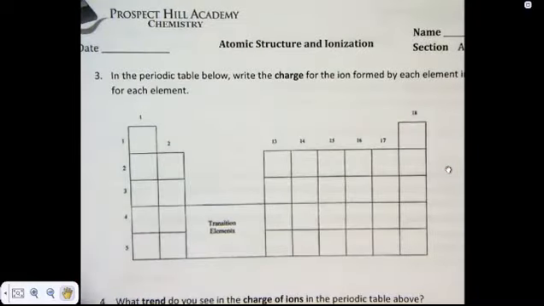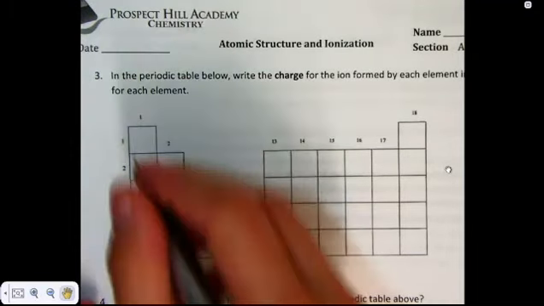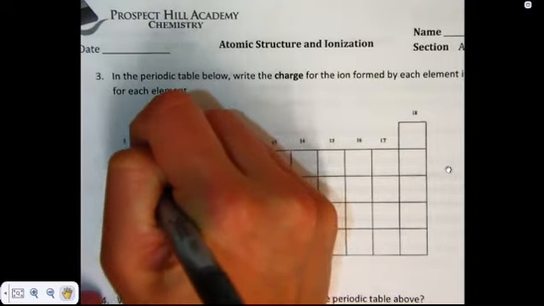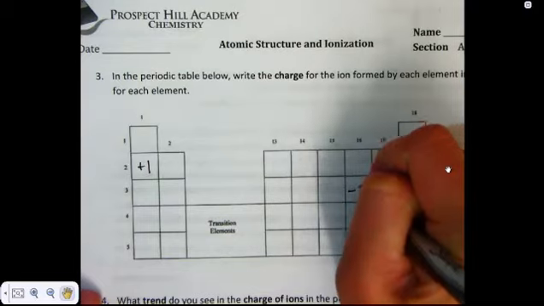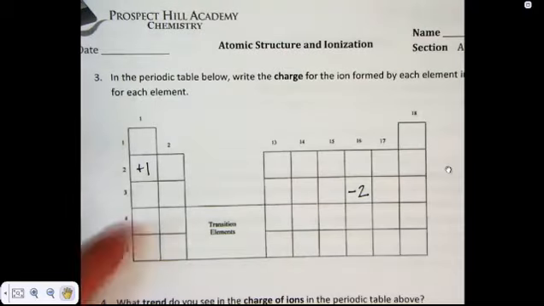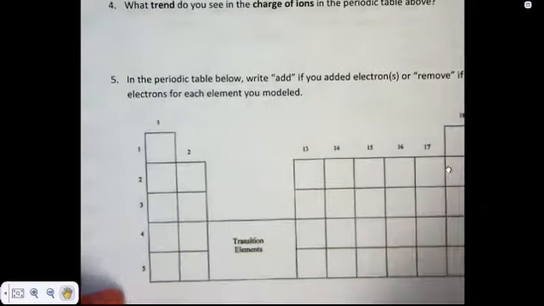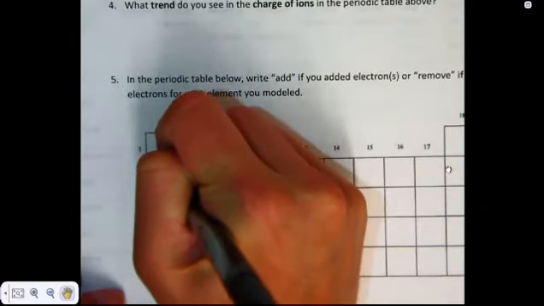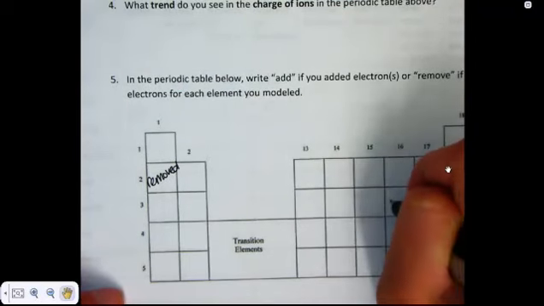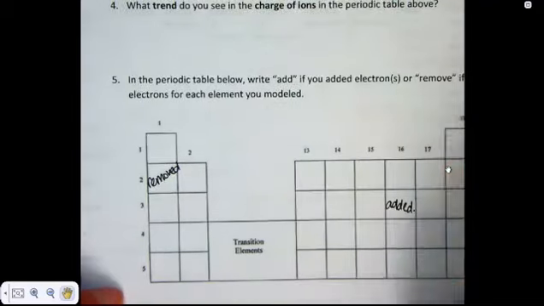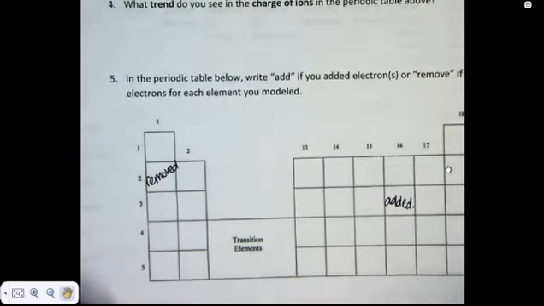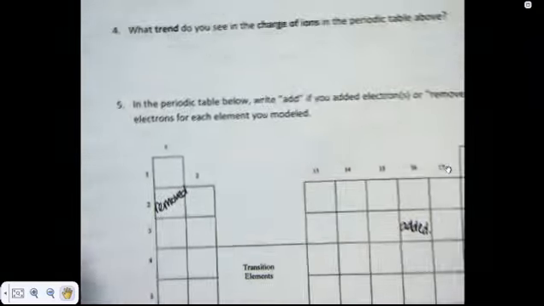In the periodic table, write the charge formed. This was the very last column that you did, or the second to last column. Sodium made a +1 ion. Sulfur made a -2 ion. So you'll finish filling that in with the rest of them. And here, for sodium, we removed. And for sulfur, we added. So you're just moving things from the front of the sheet into some periodic tables so you can look at trends.